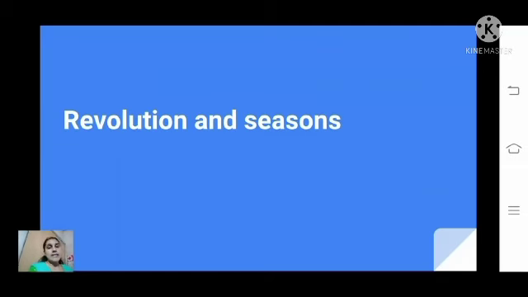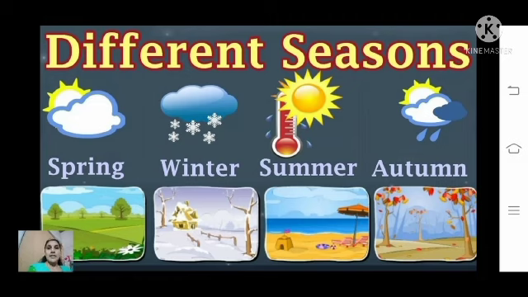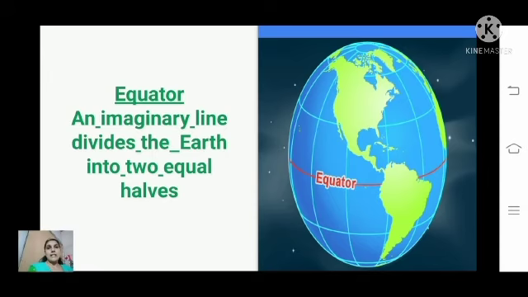Revolution and season. Okay, we already discussed what is revolution. It is the movement of the earth around the sun. And for this revolution, one revolution, earth takes 365 days or 1 year. And we have different seasons. Which are our different seasons? They are the spring, winter, summer and autumn. Okay, how these all seasons are happen? That we are going to discuss now.